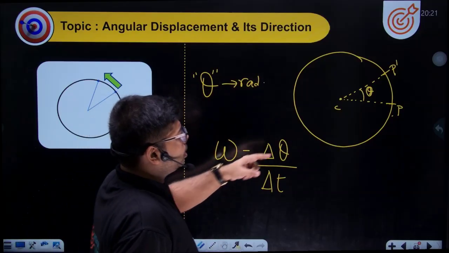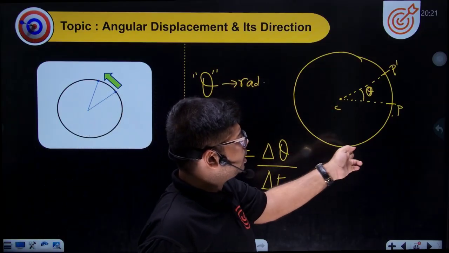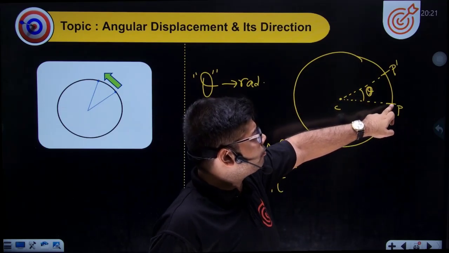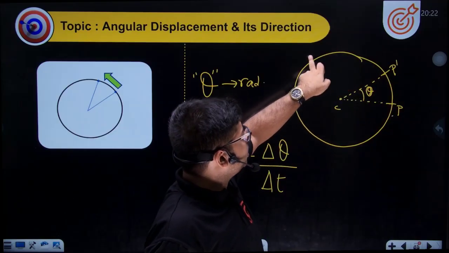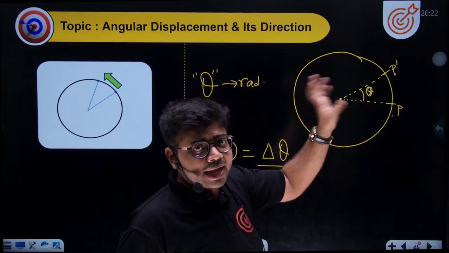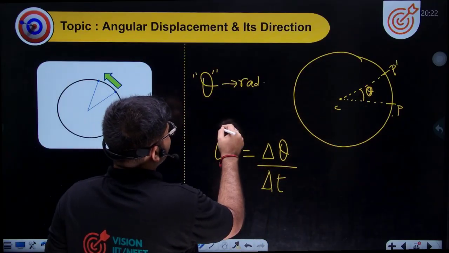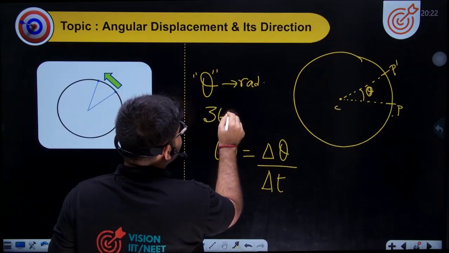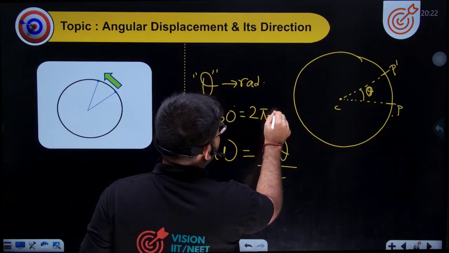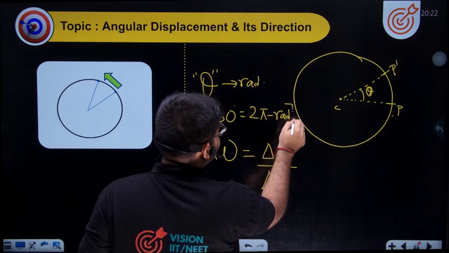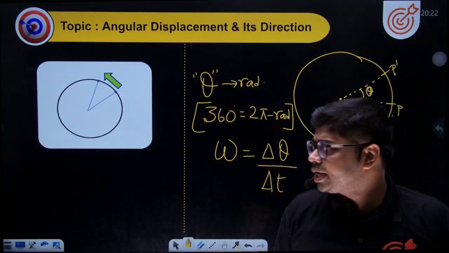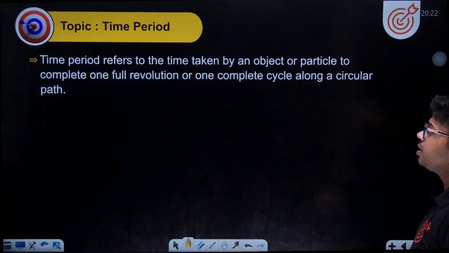So a full revolution means 2 pi radian, okay? It is starting from point P, it has moved like this, like this, like this, and again it has come back to point P. That means 2 pi radian it has covered. So you can say that 360 degree rotation is equivalent to 2 pi radian, but the SI unit is always radian. Most of the times we'll be using radian, right?